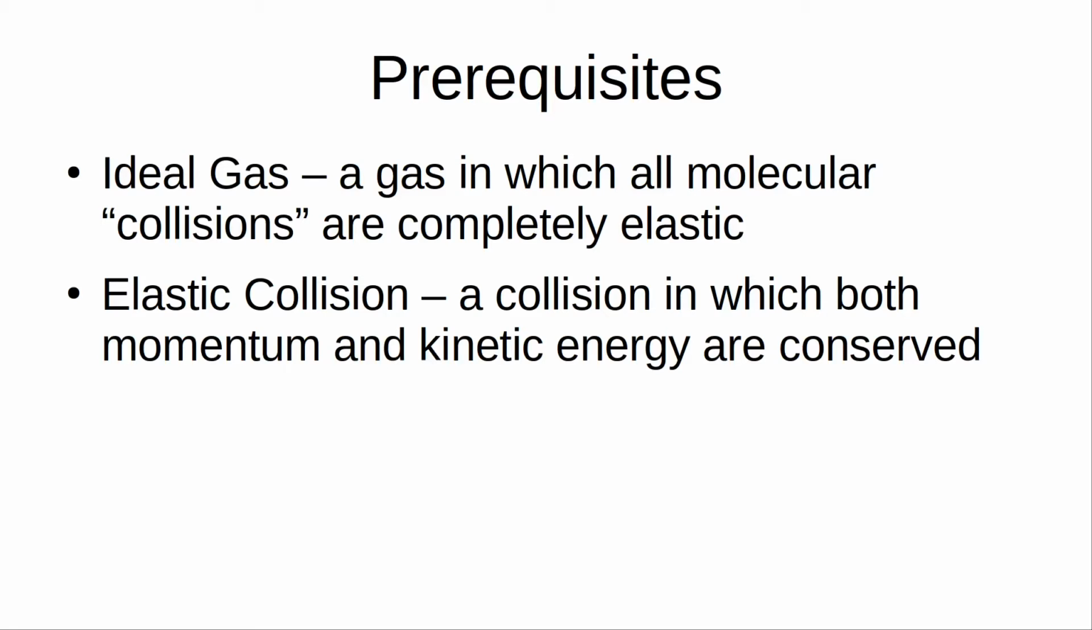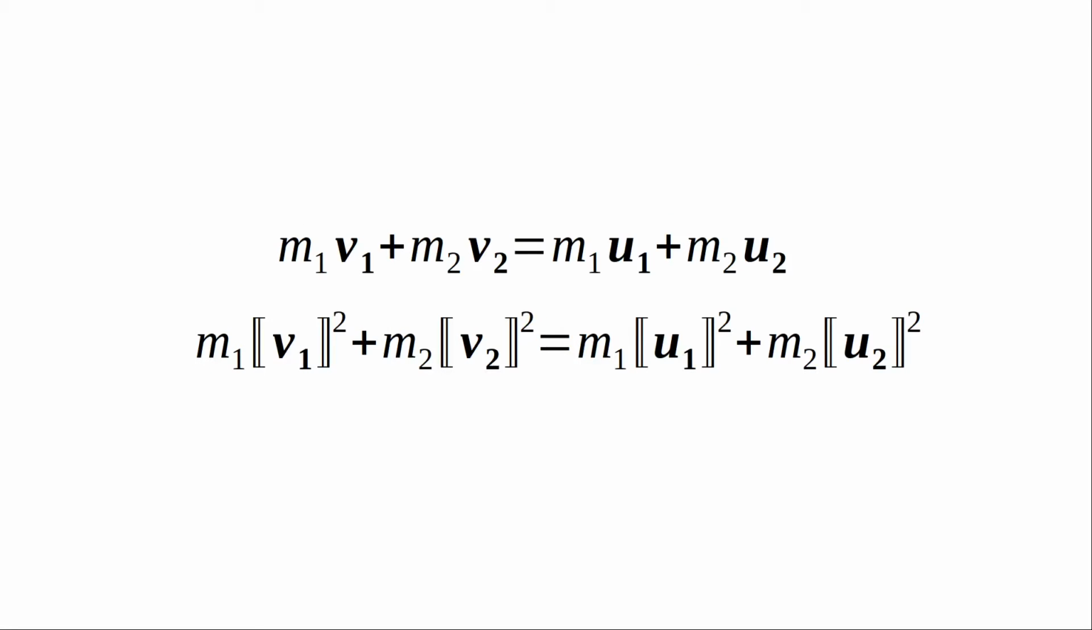The definition of elastic collision states that the collision must preserve momentum and kinetic energy. Here we have the mathematical definition of the elastic collisions. As usual, the values m1 and m2 are the mass of the particles. The vectors v1 and v2 are the initial velocities of two particles, and the vectors u1 and u2 are the final velocities of two particles after the collision has occurred.